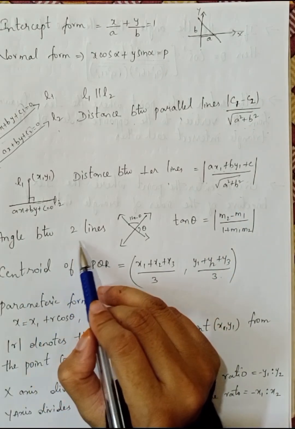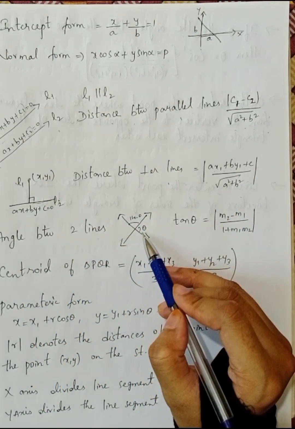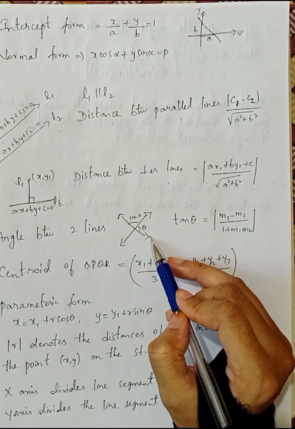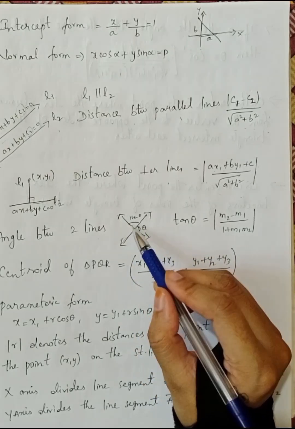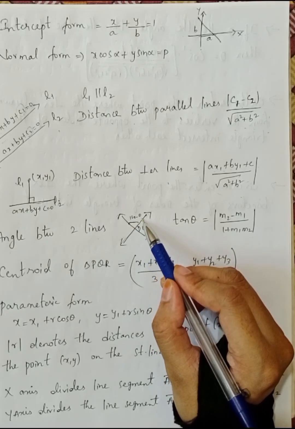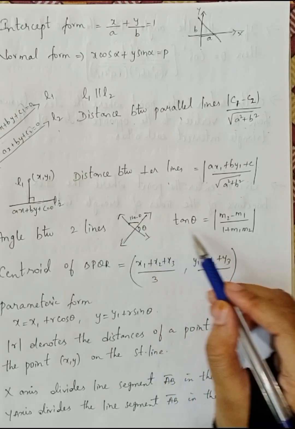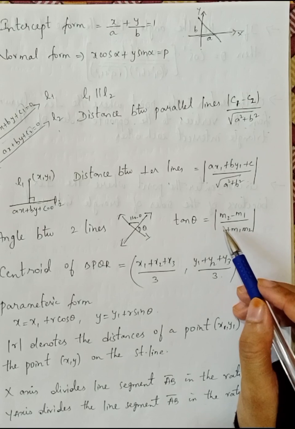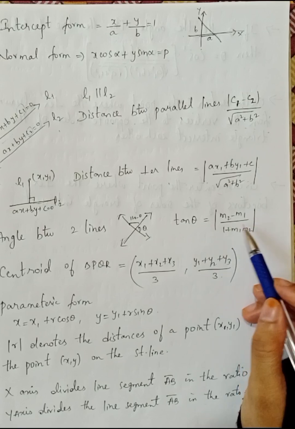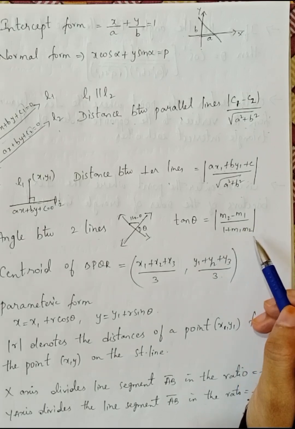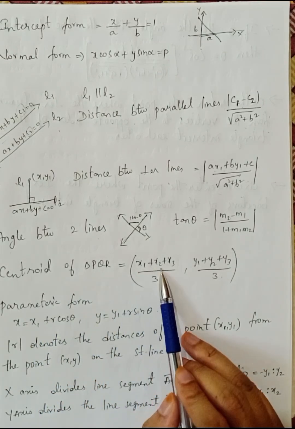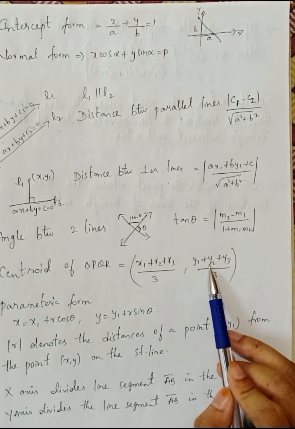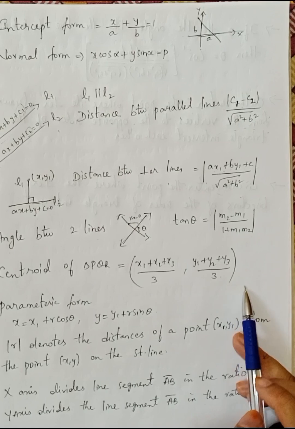And the angle between two lines, consider this is one line and this is another intersecting line. Okay, so the angle will be theta. Again the next will be 180 minus theta. In this case we can find it by the formula tan theta is equals to mod m2 minus m1 by 1 plus m1 into m2. The centroid of a triangle can be given by x1 plus x2 plus x3 by 3, y1 plus y2 plus y3 by 3.